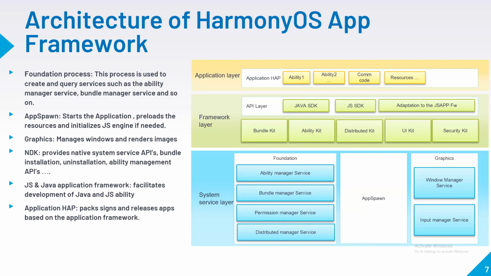So if you are more familiar with Android terminologies, maybe I can give a little bit of analogy in terms of that. Here, bundle is linked to packages, and ability is more similar to activity that we see in Android. And distributed kit is unique to Harmony. JS SDK is unique to Harmony. So for the majority of the others, we have a close connection on similar lines to Android.